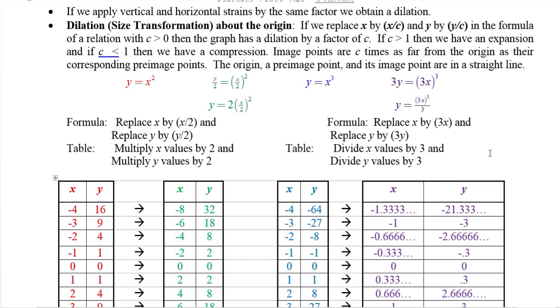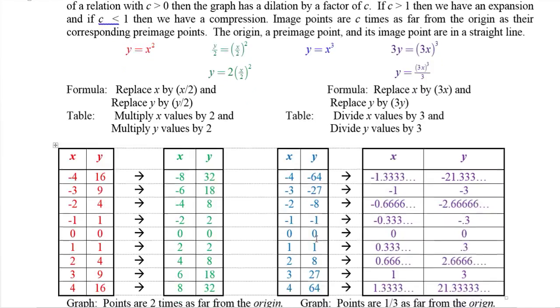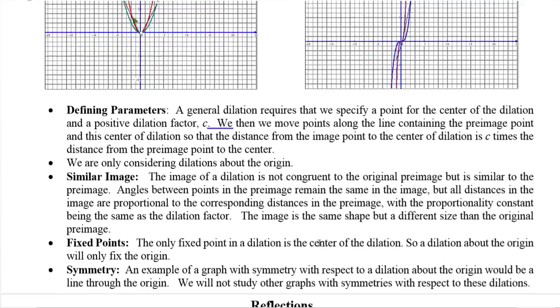Similarly, if we take y equals x cubed, replace y by 3y and x by 3x, then we're doing both a horizontal and a vertical compression. So the whole thing is compressed to 3 times as small in length, in distance from the origin.